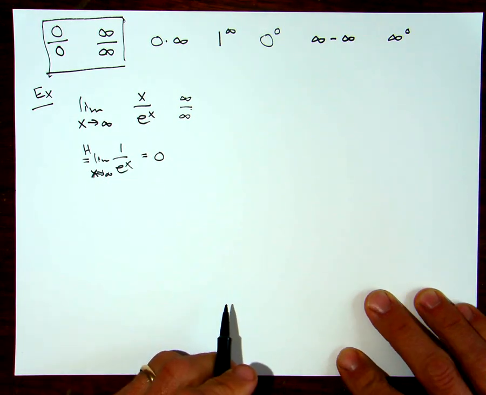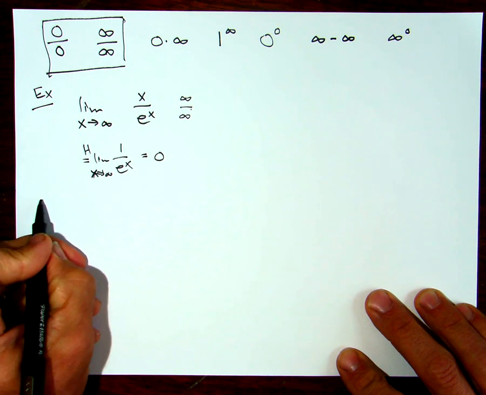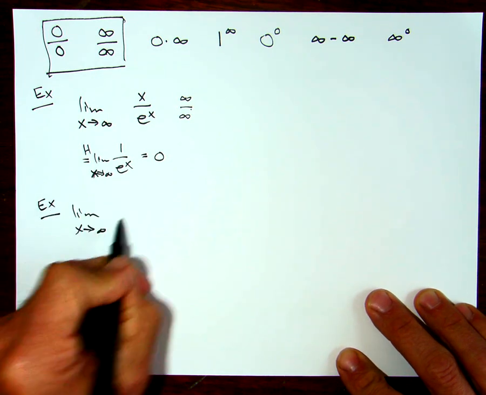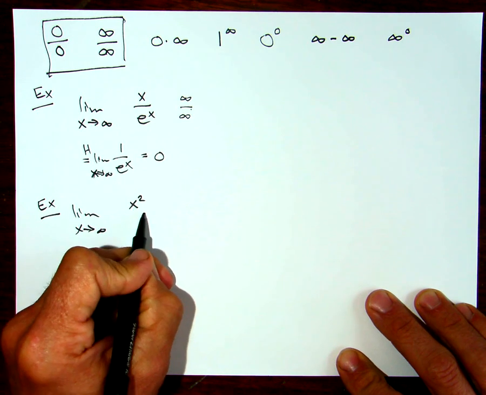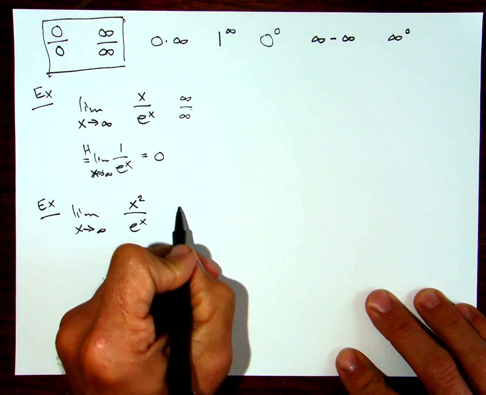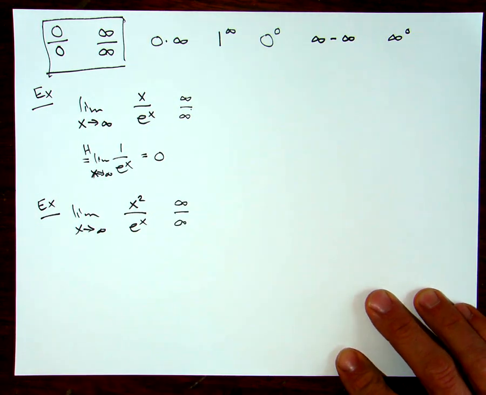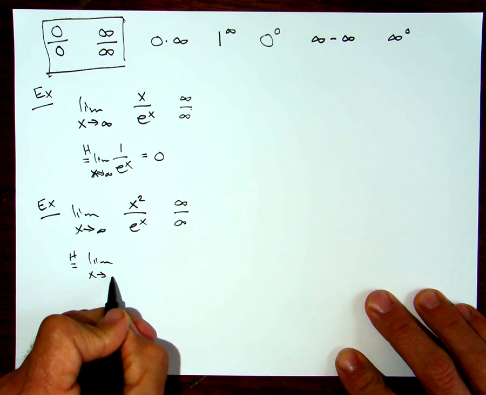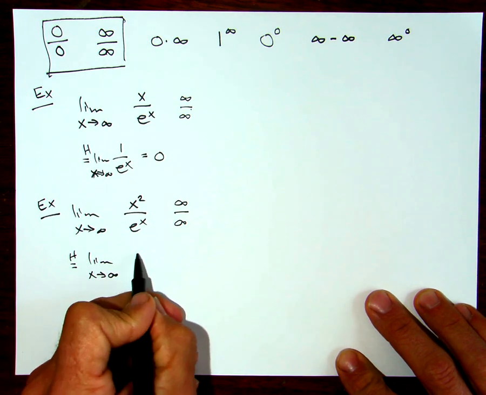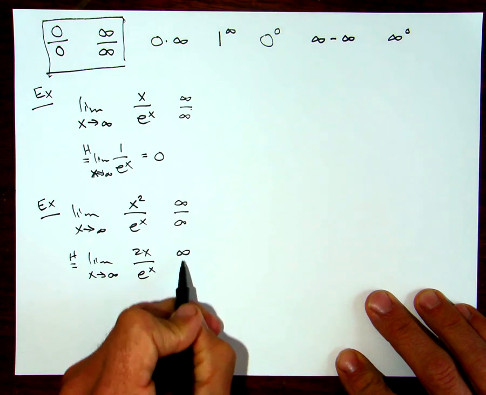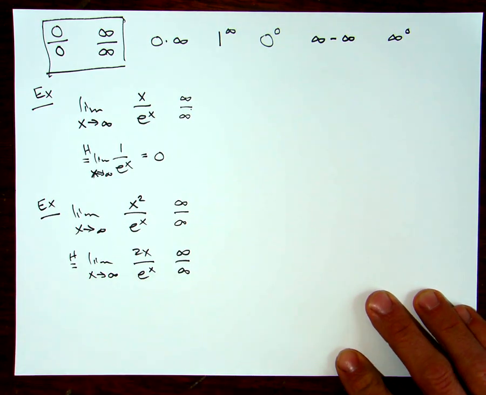All right, let's do another example. What about if we took the limit as x approaches infinity of x squared over e to the x? Well, we know x squared increases faster than x, right? So again, we have infinity over infinity. We can apply L'Hopital's rule immediately, right? So the derivative of x squared is 2x, the derivative of e to the x is e to the x, and, whoops, we end up with infinity over infinity again.